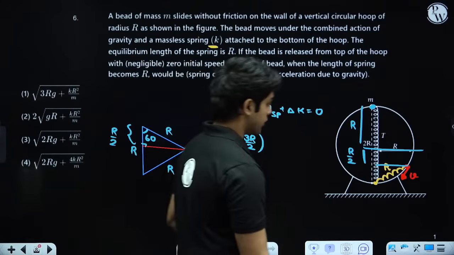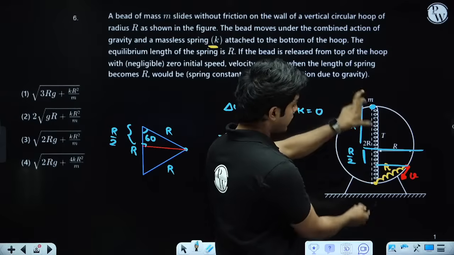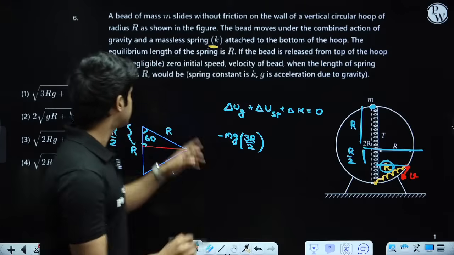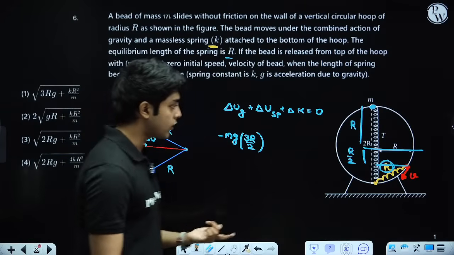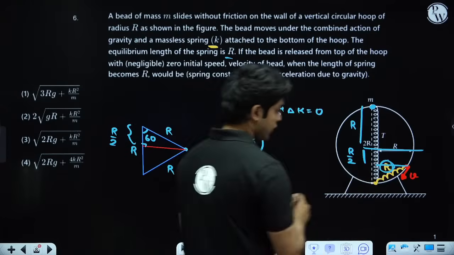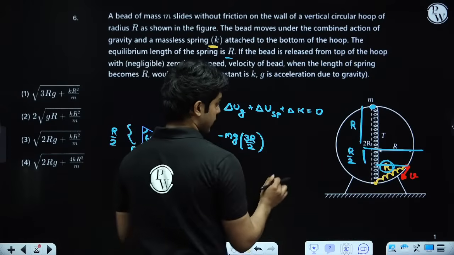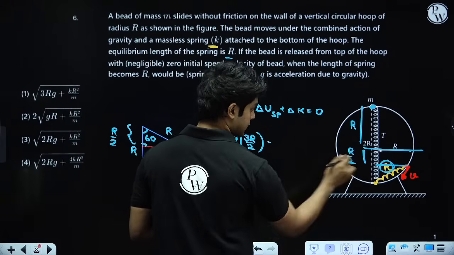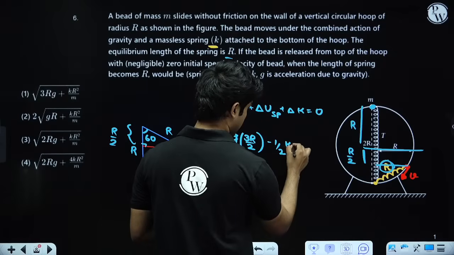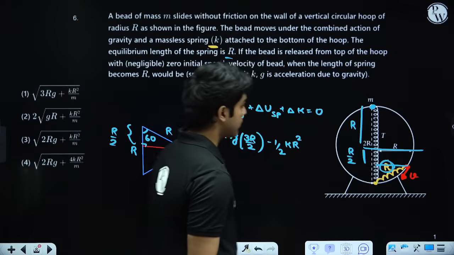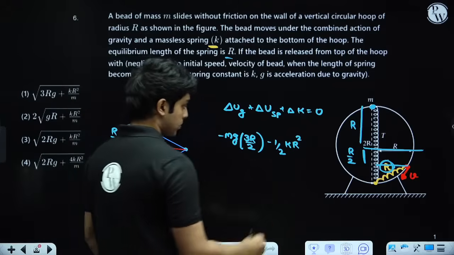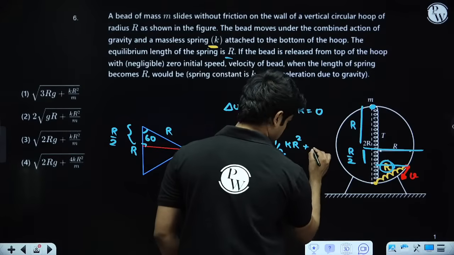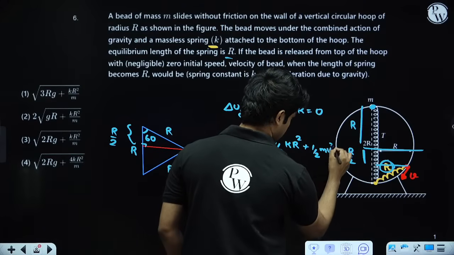So what about spring potential energy? Initially the spring was elongated by r. Finally, because the length of the spring is r, and the natural length of the spring is also r, finally the elongation is 0. So finally the potential energy of the spring is 0. So the change in spring potential energy will be final spring potential energy minus initial, which would be negative: negative half k r square. This is the change in spring potential energy. This plus change in kinetic energy. Initially kinetic energy is 0, finally it will be half mv square. So plus half mv square equal to 0.